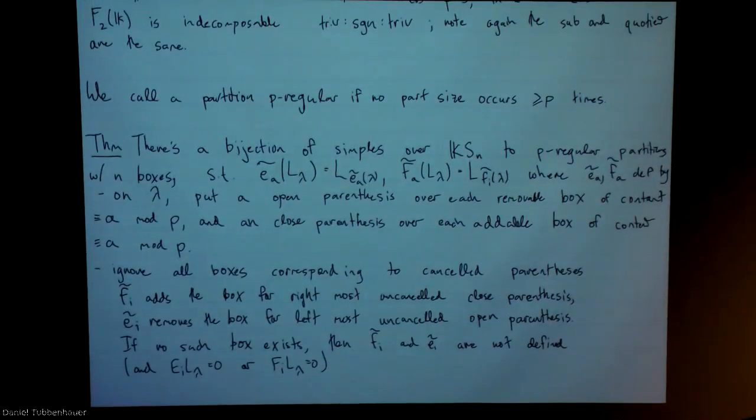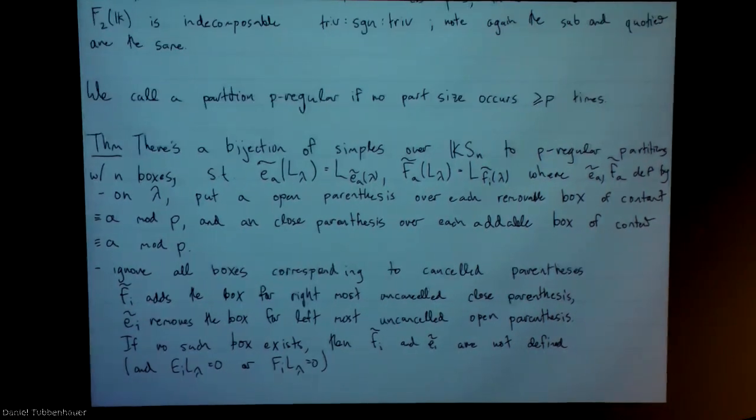All right, so we mentioned before, there's a bijection of simples over KSN with p-regular partitions. And there's an explicit description of the unique simple quotient or sub of EA and FA applied to L. That's the standard crystal structure on p-regular partitions. Running a little low on time, but I really like this crystal structure, so let me try to explain it.